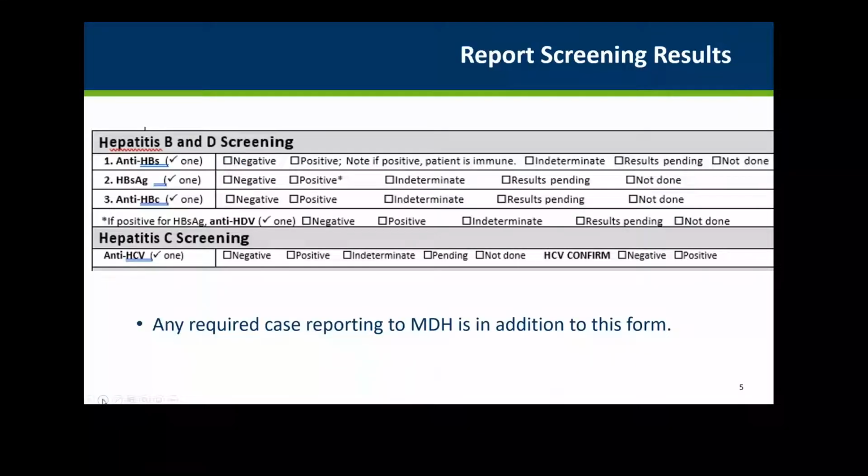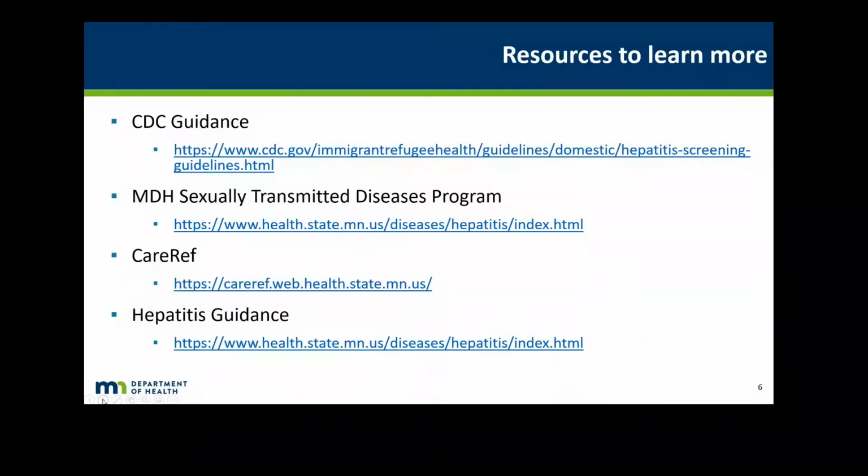As part of the paperwork for the refugee health assessment that is submitted to the Refugee Health Program, there is a section where domestic hepatitis B, C, and D screening results can be recorded. Please make sure this section is being filled out appropriately. If you're interested in learning more, please look at the full screening guidance and other resources outlined in this page.